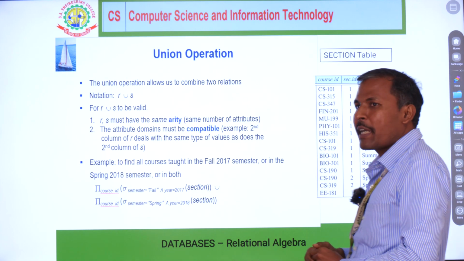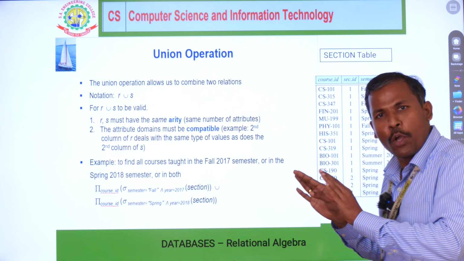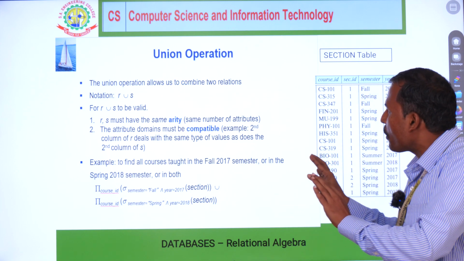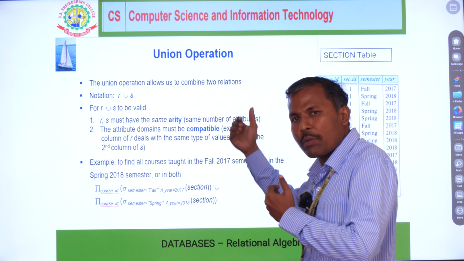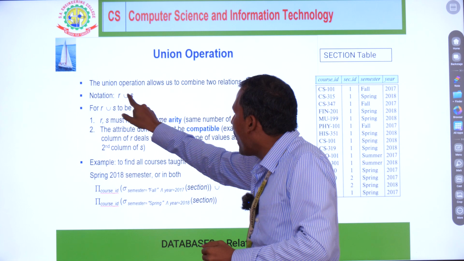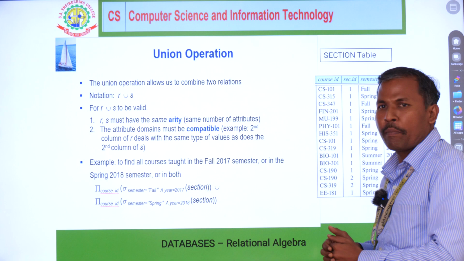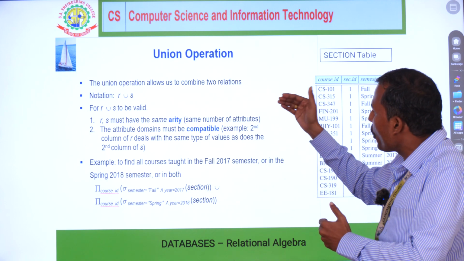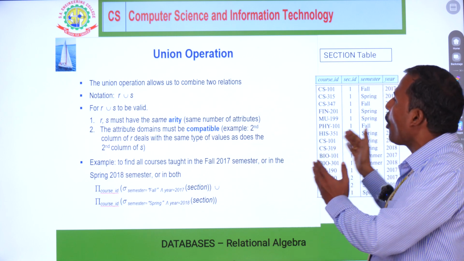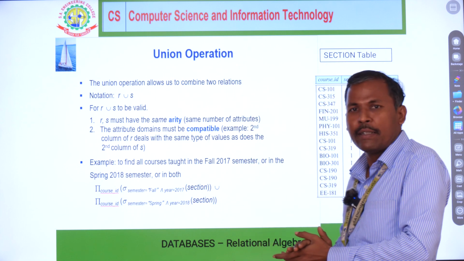The third operator is the union operator. The union operator is not a unary operator because it does not involve one relation. It works on a minimum of 2 relations. The union operation allows us to combine 2 relations, and the notation is R union S, where R is a relation and S is a relation. It has some instructions to be followed, a protocol. Union, intersection, set difference, and Cartesian product all involve 2 relations, which have some instructions to be validated.